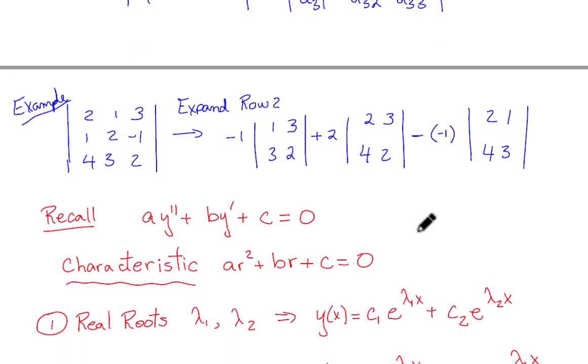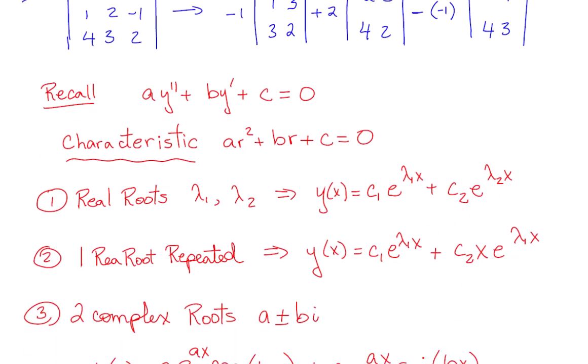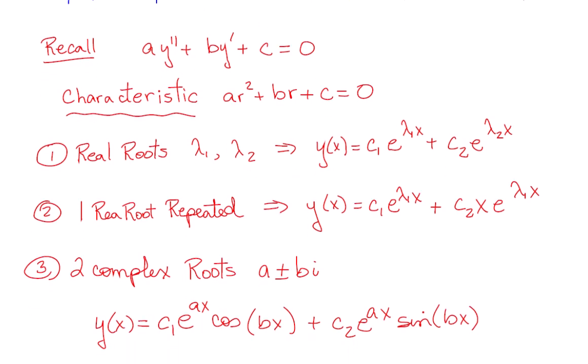Also, just to remember, with constant coefficient second order homogeneous equations that look like ay double prime plus by prime plus cy equals 0, we have the characteristic equation. And if I have two real roots that are distinct, then our general solution looks like that.